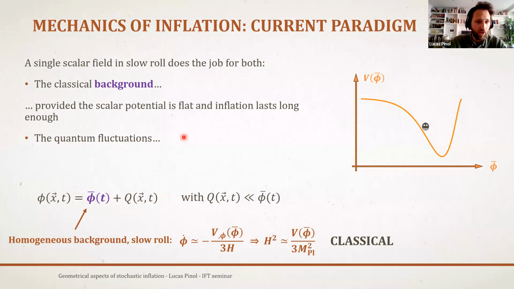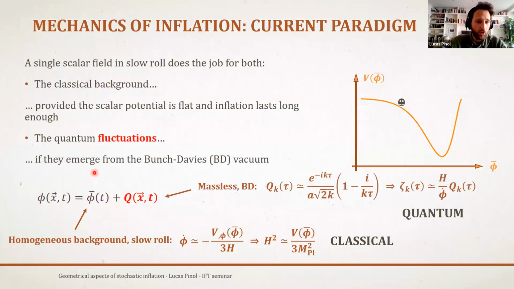Then, on top of this, you need to have quantum fluctuations. So we'll have this homogeneous background, which is in slow roll, plus some quantum perturbation, which can have some spatial as well as time dependence. For the quantum fluctuations, you need to have some prescription for their initial conditions. And the simplest thing you can think of is called the Bunch-Davies vacuum. It is basically the most straightforward generalization of the usual flat space-time vacuum to this context.